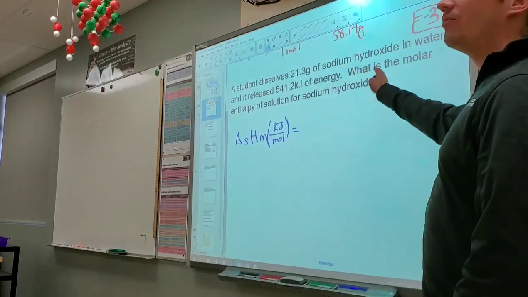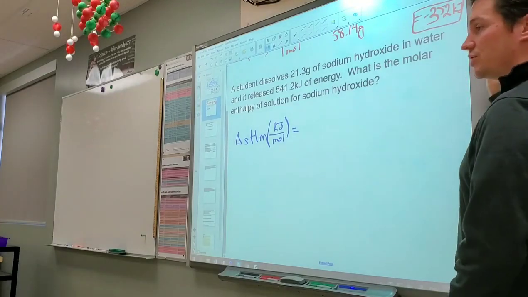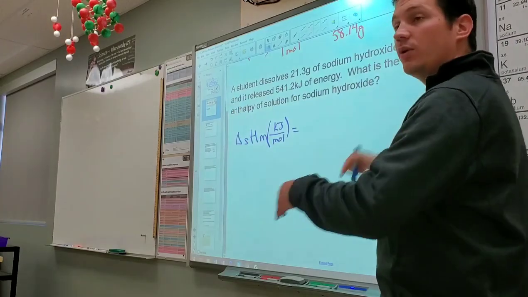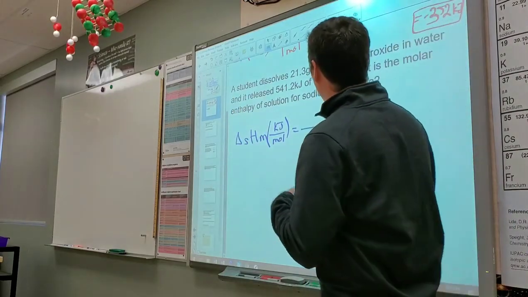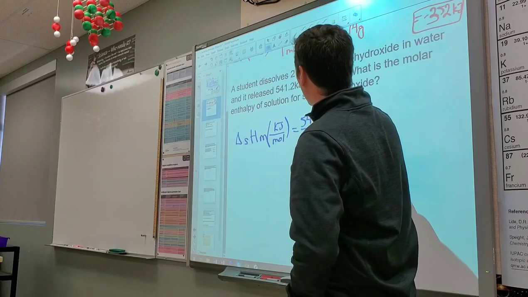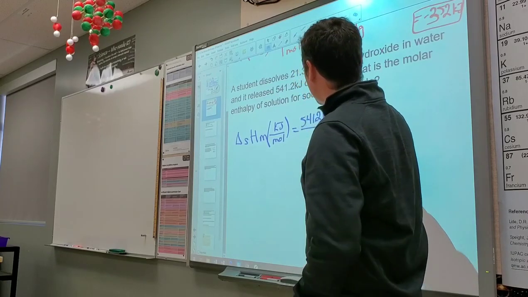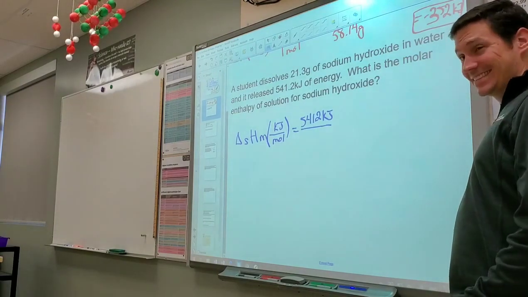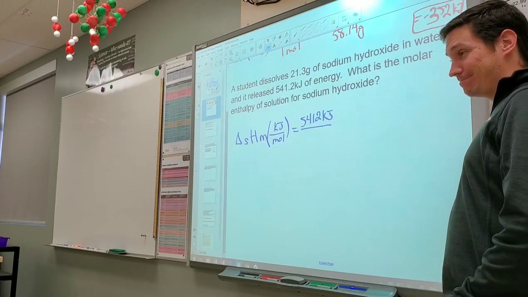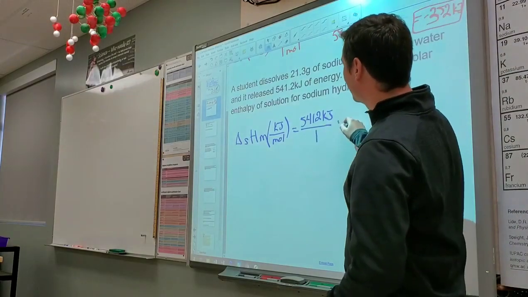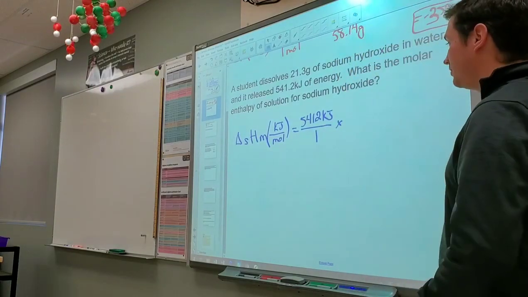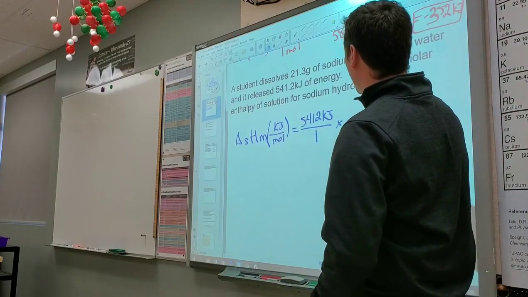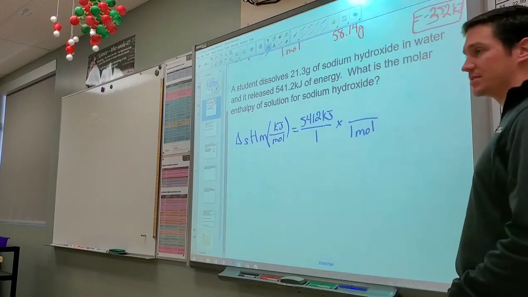Okay, do you either have moles or have kilojoules? Do you have either of those things? Yeah. You have kilojoules. Where do you want to put them? Top or bottom? Top. Okay. So 541.2 kilojoules, over 1. Now we want moles on the bottom. So in 1 mole, how many grams is there?